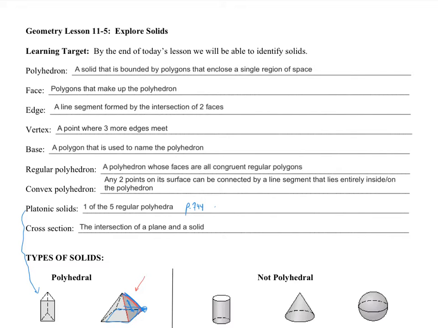And a cross-section is the intersection of a plane and a solid. So if I have a sphere, and if I were to draw a plane through it, the cross-section would be a circle.